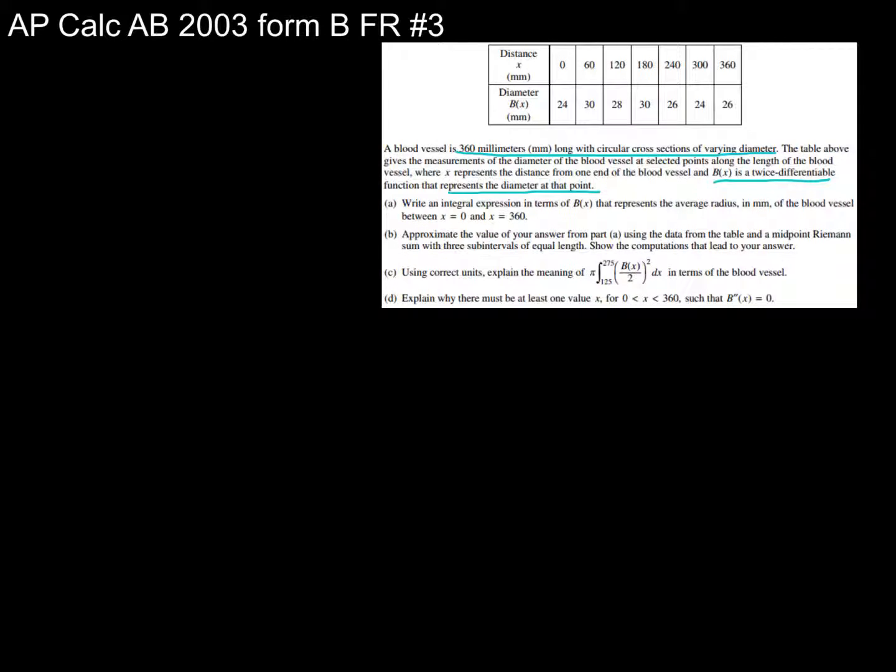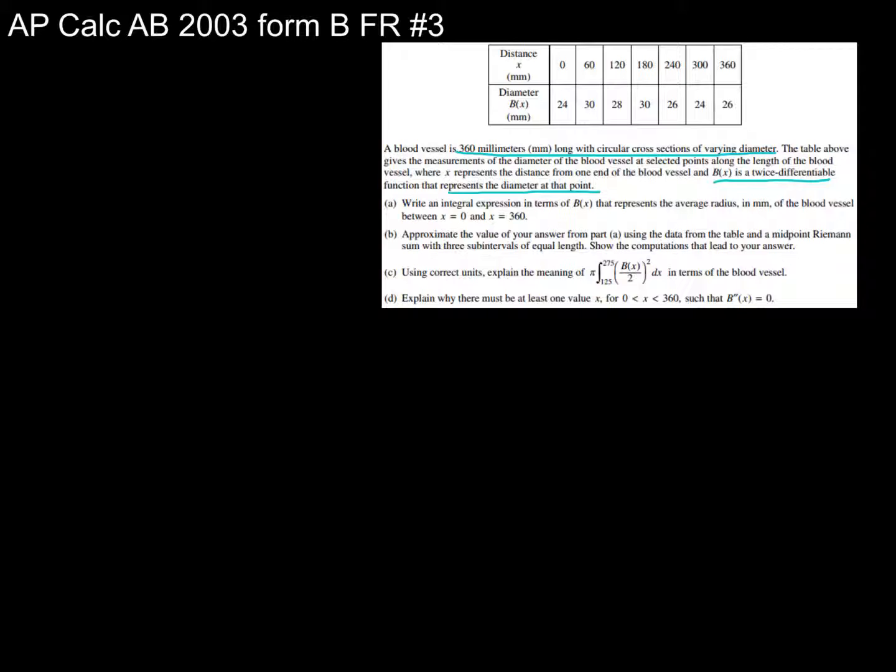Alright, so as we read through the introduction, there are some key pieces of information here, and while I can obviously underline those and visualize this situation in my head, I think this is one of those situations where it is very helpful to draw a little sketch of the situation, in this case the blood vessel, just to make sure that we don't lose sight of what we're dealing with here.